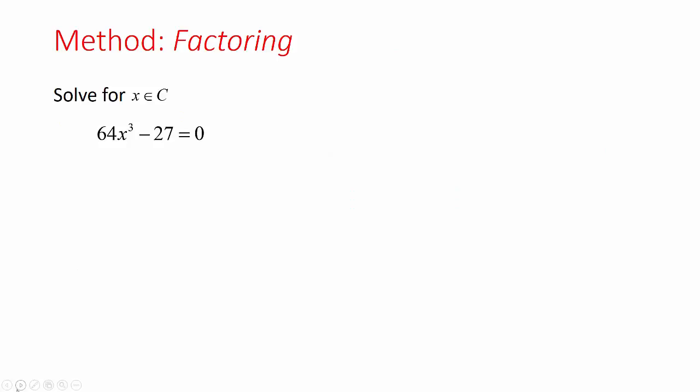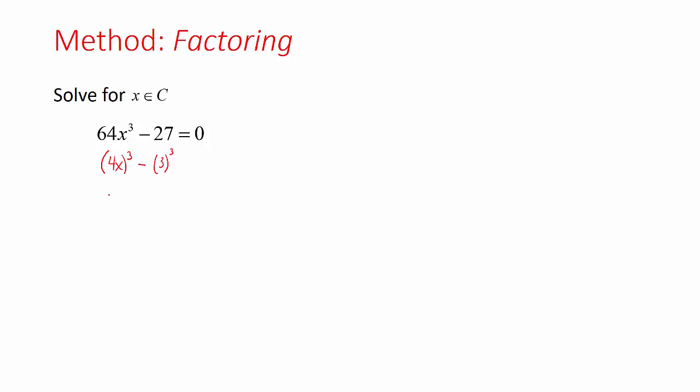We have an equation here, and we want to solve this by factoring. Notice that we have 64x cubed minus 27. That's the difference of cubes, and we're looking to solve for x that are elements of the complex numbers, so basically all the solutions to this. When we have the difference of cubes, I'm going to need to factor that to solve for all the solutions. So this is really 4x that's been cubed, and 27 is really 3 that's been cubed.